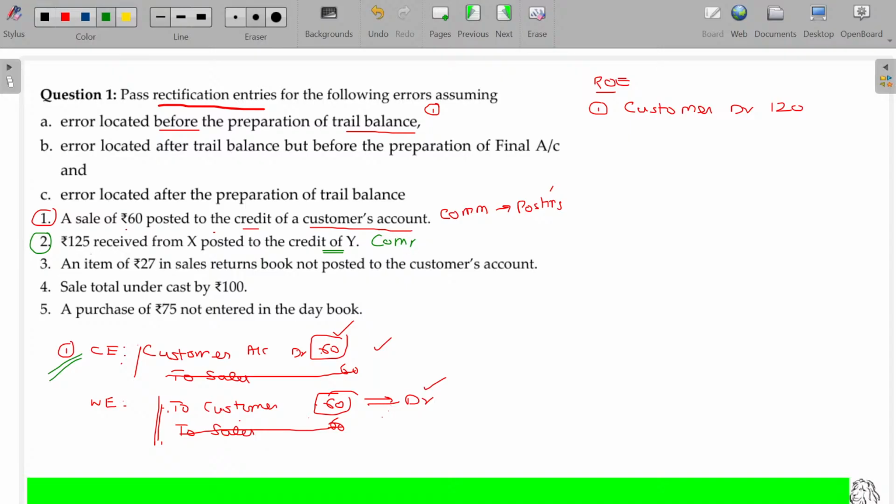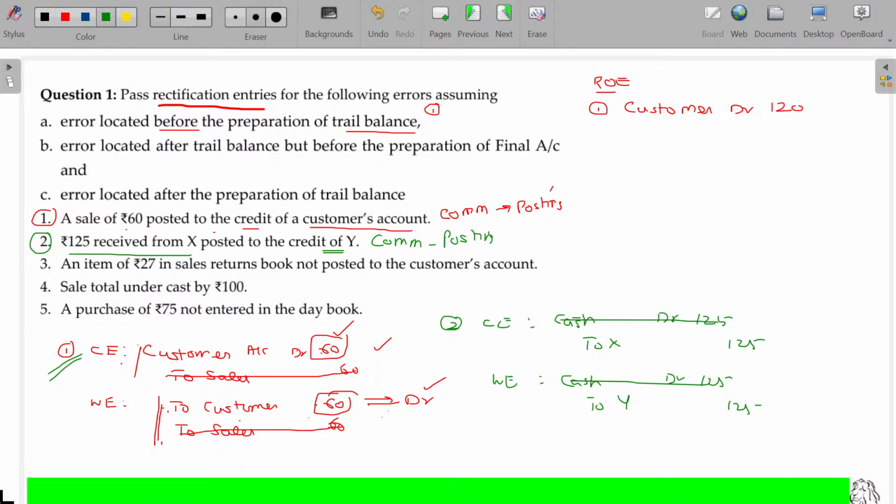Again, commission error, that too due to posting. What is the correct entry for the second one? Correct entry being 125 received from X: cash to X. And what is the wrong entry? Posted to the credit of Y. So the wrong entry being cash to Y, 125. Cash is correct in both cases. Cash has no error. What we expected, cash should be in the debit. Wrongly also, they have done the same way, cash in the debit. So it's not a relation.